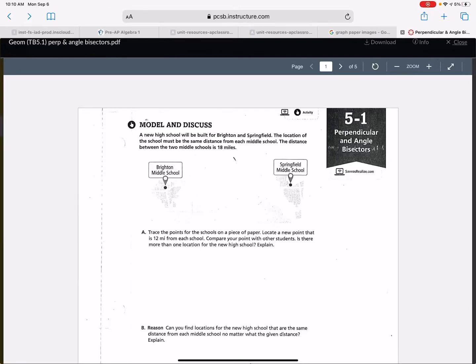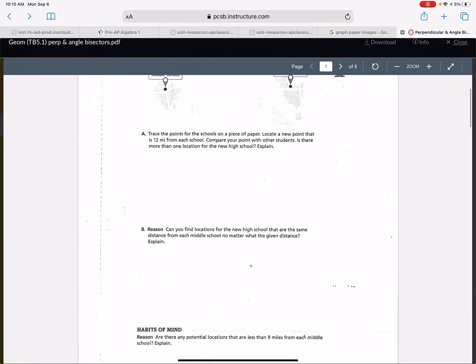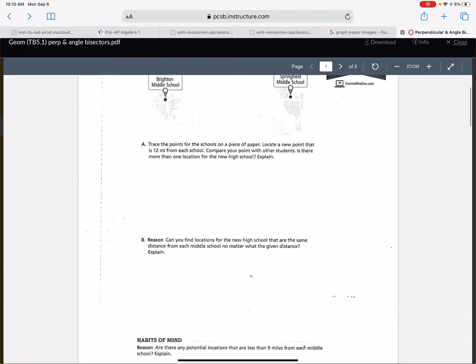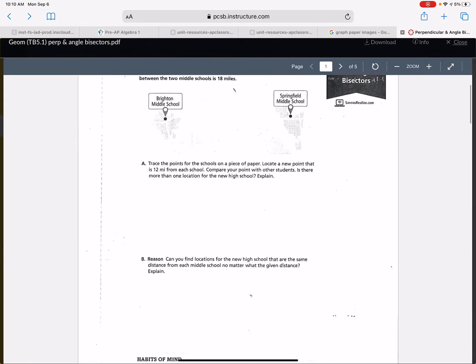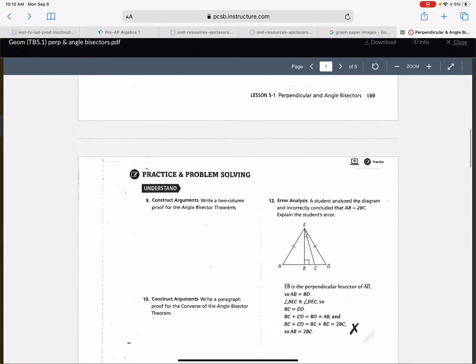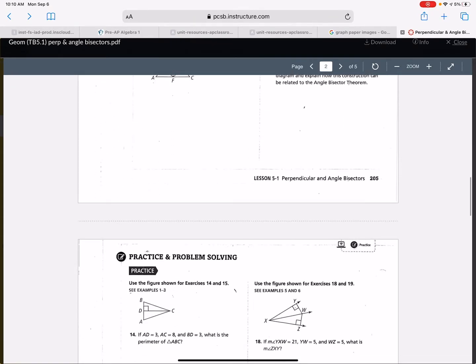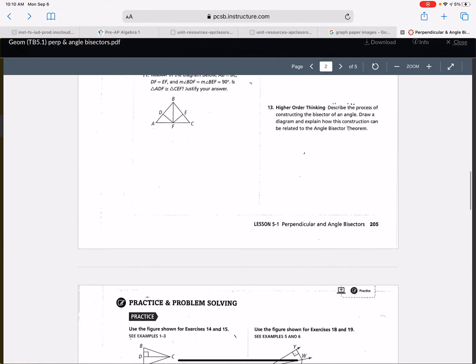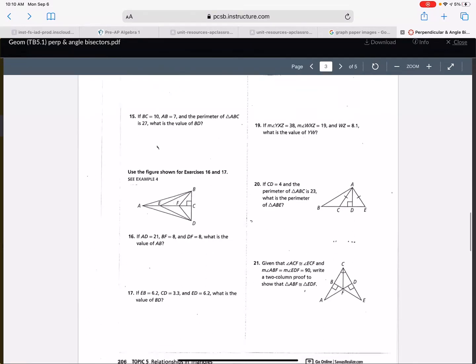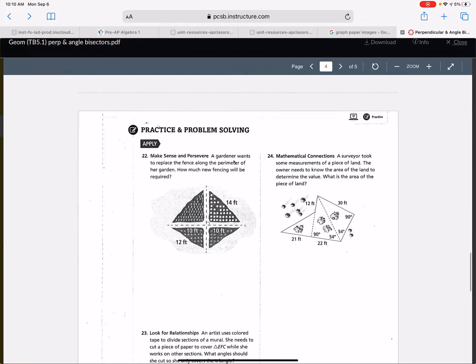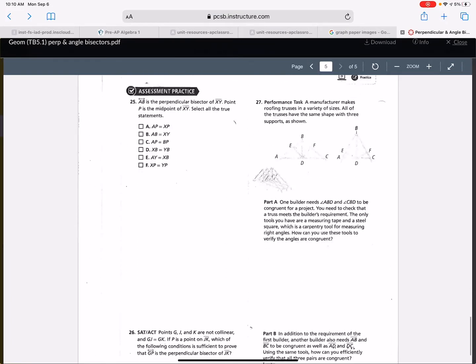Hey guys, we worked through this problem about where to put the high school in between the two middle schools. We talked through these questions and then we worked through a handful of questions in class in section 5.1 in our workbooks. And this was on the topic perpendicular and angle bisectors. All right, and then we kind of switch gears.